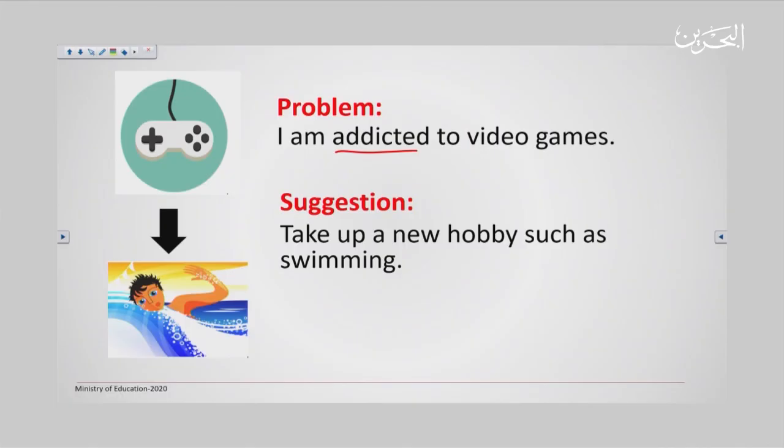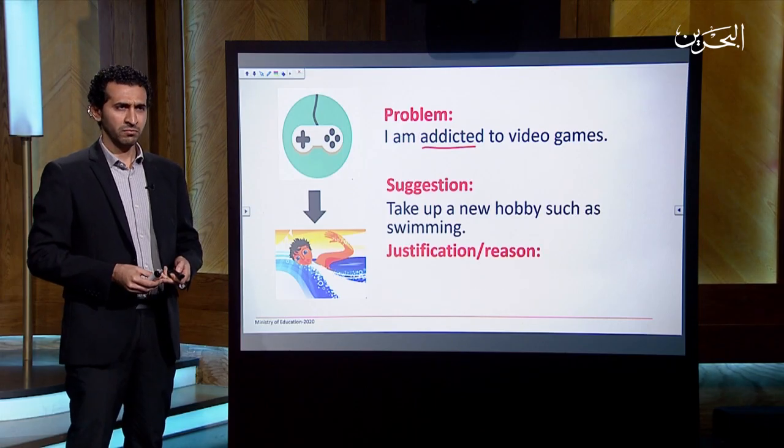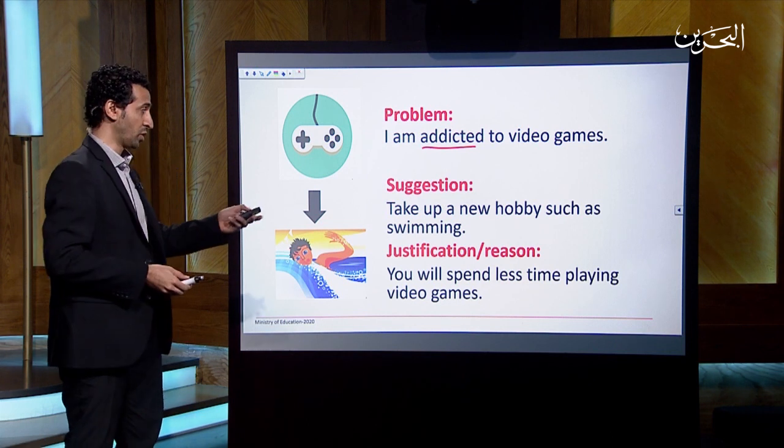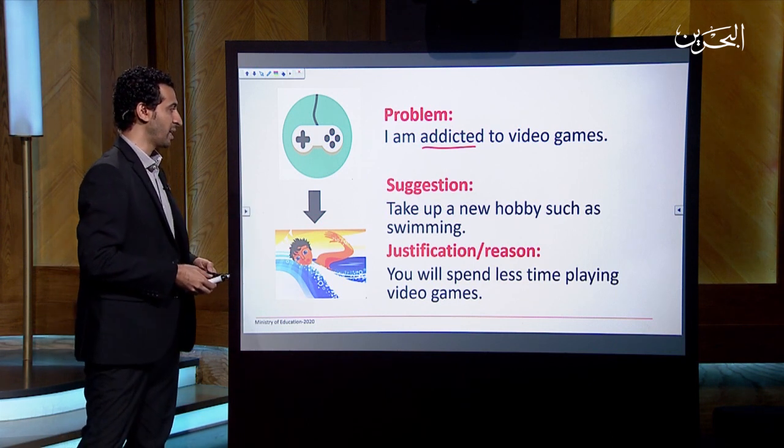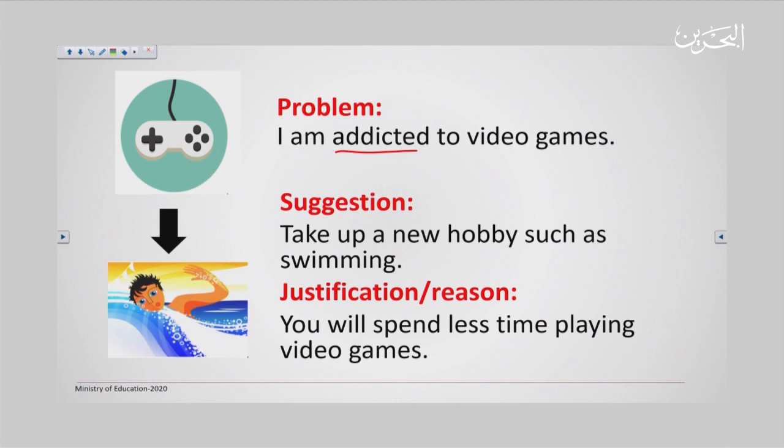So here we have a suggestion. Well, you can take up a new hobby, such as swimming. If you like swimming, if you like other hobbies, you can write them down. You can say, I take up a new hobby, such as drawing or horse riding and other hobbies. Now, justification. Why do you take up a new hobby? Because if you do this, you will spend less time playing video games.